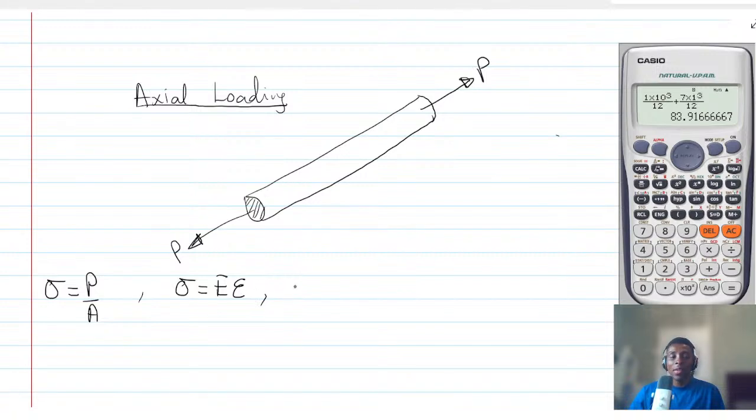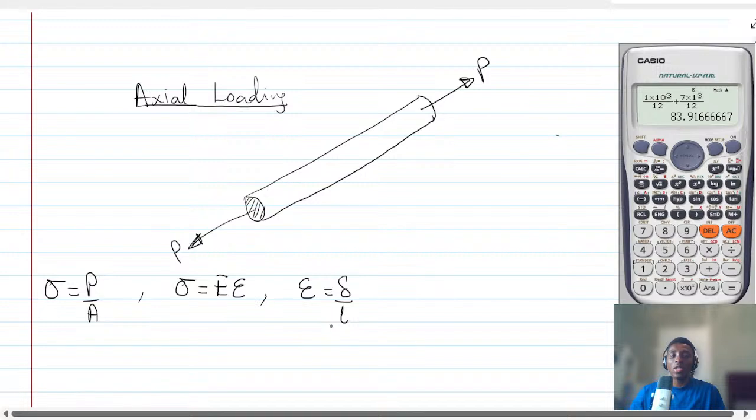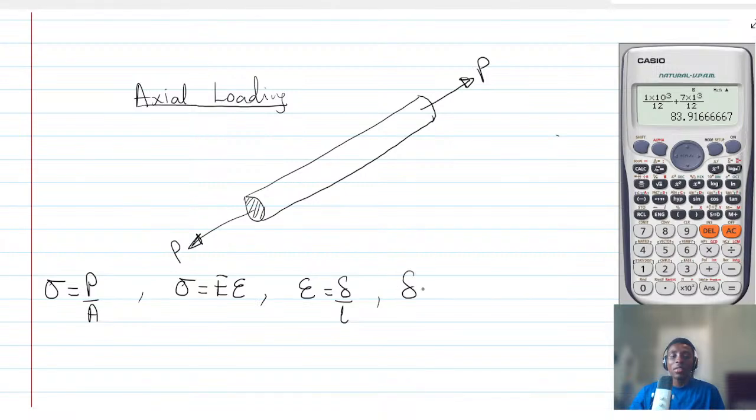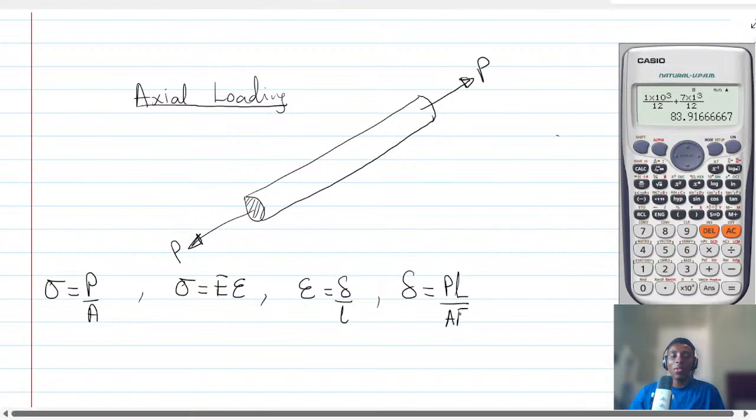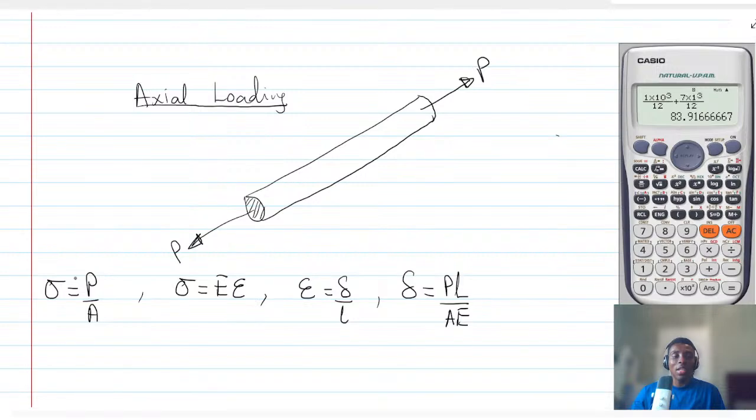And then there's a formula which is called strain. Strain is change in length over the original length. This is another formula. And then we have a formula which goes like change in length is load times the length over A E. So essentially that is all what you have to know. The rest is just the calculation.